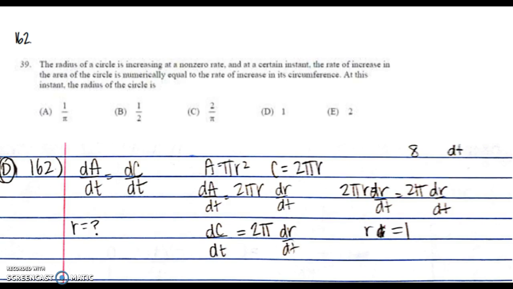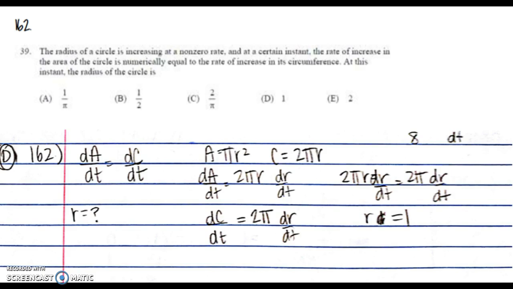We did this one as well, I think. Radius of a circle is increasing at a non-zero rate. Certain instant equal to the rate of the circumference. So this is what that is telling you. Derivative of each side. Kind of do your replacements, plug and chug. So I replace dC/dt with all of that loveliness. Your pi's cancel out. And then you kind of have those guys cancel out, which gives you r equals 1.